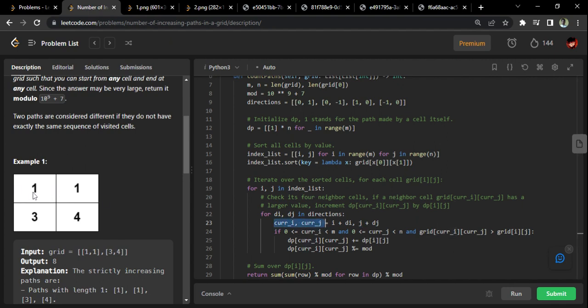For example, if I talk about this one, you can see there are four possible neighbors. Out of that, the left one and the top one are not even in the grid. Only the right one and the bottom one are in the grid. That's what we are checking here.